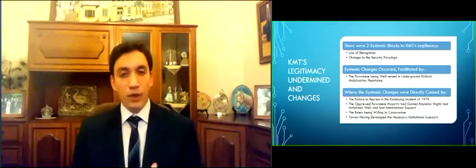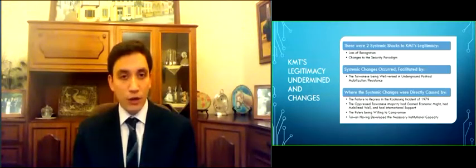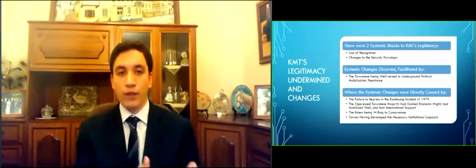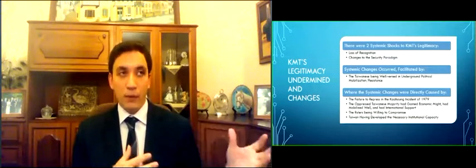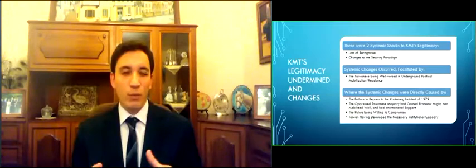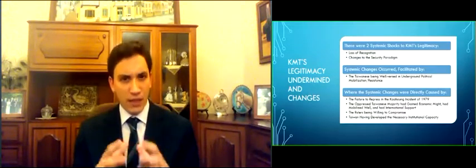I want to go over what really brought down the changes in the KMT and allowed for democratization, which were two systemic shocks to KMT's legitimacy, which were the loss of recognition and the changes to the security paradigm on behalf of the West, where anti-communism was not enough anymore. Democratization became necessary.